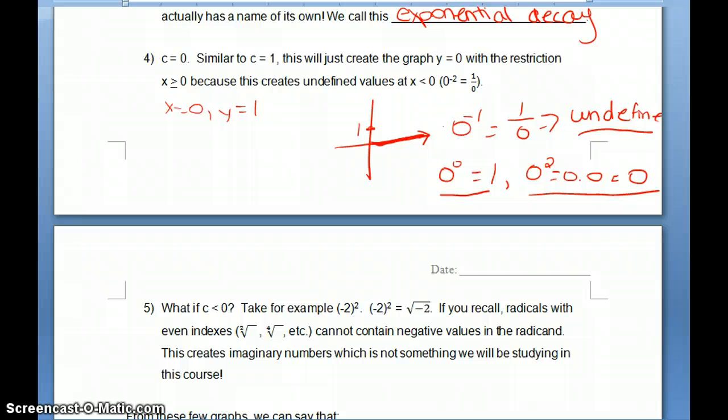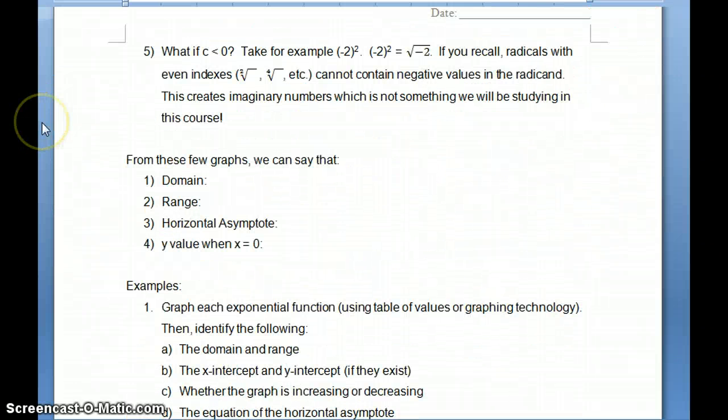We're not really going to look too much into c is equal to 0 and c is equal to 1. They're not very interesting to look at, so we're not going to study those. Okay, moving right along, we're going to look at one last case.